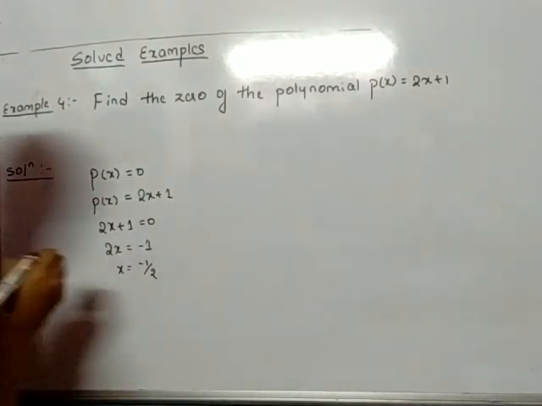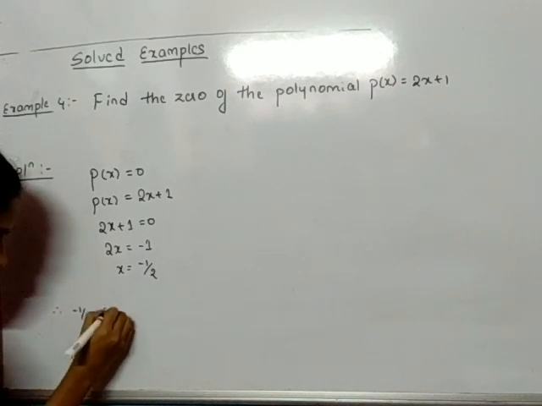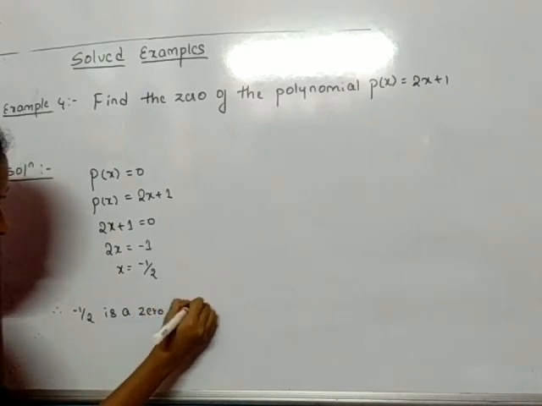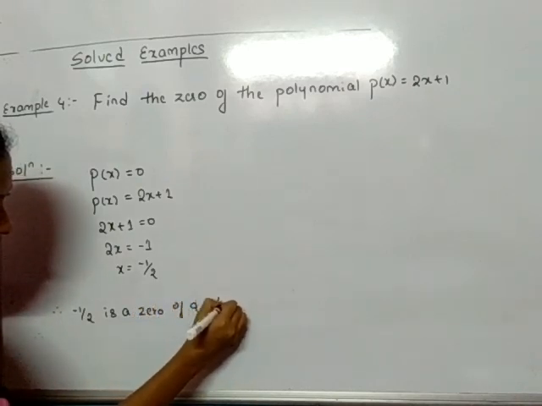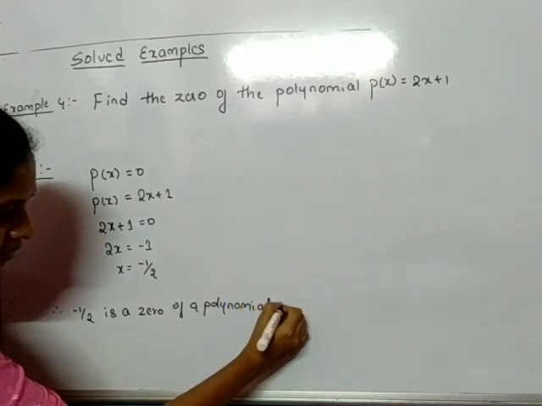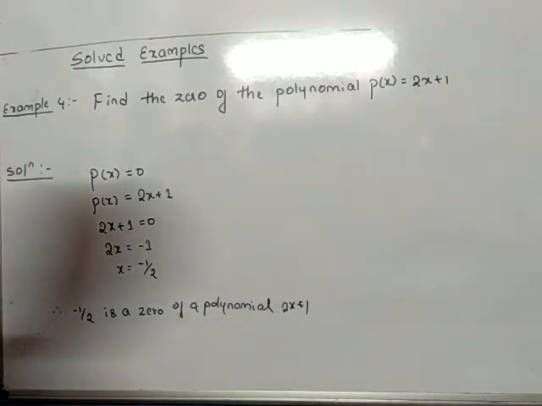We'll write here one sentence. Therefore, -1 by 2 is a zero of the polynomial 2x plus 1. We'll move to the next example, the fifth one.